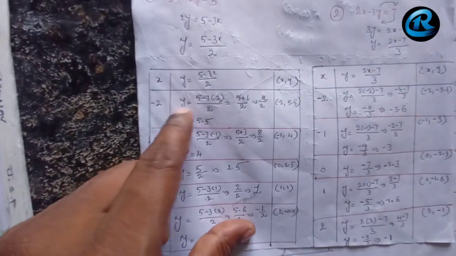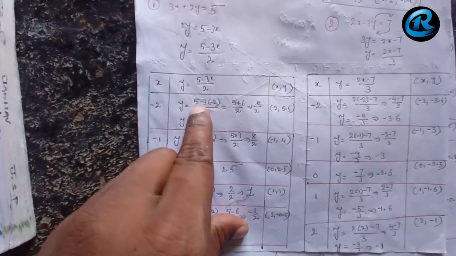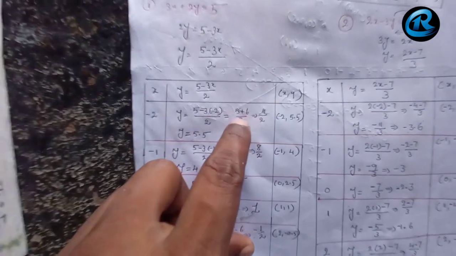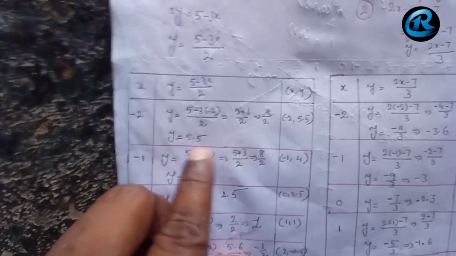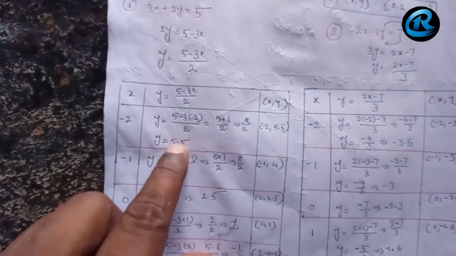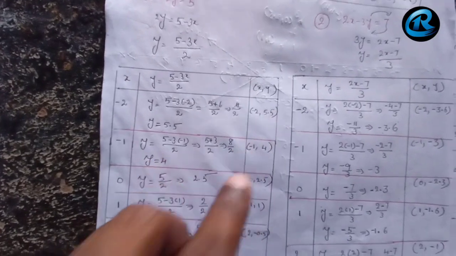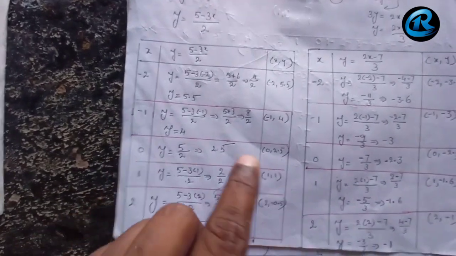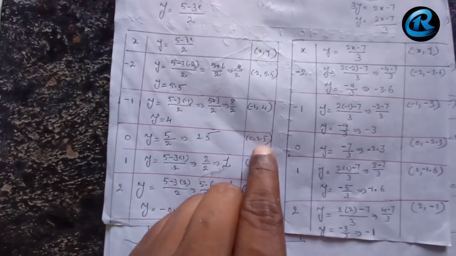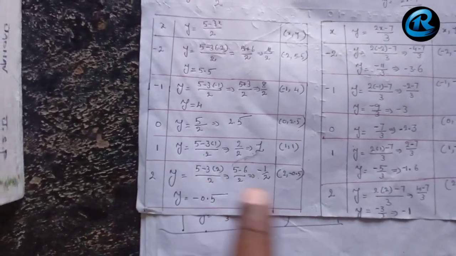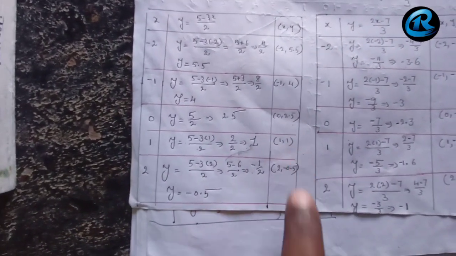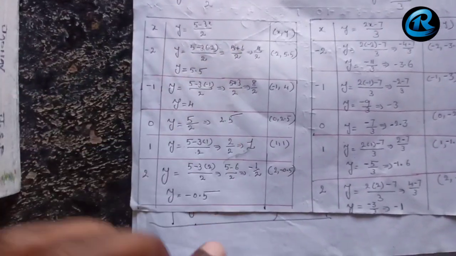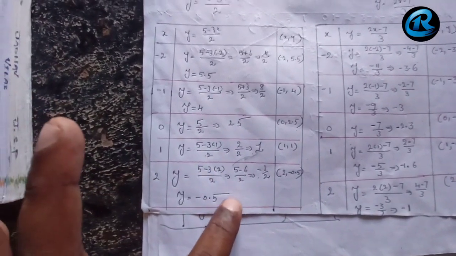Now we substitute x value minus 2 in the given equation. 5 minus 3 into minus 2, that is 5 plus 6 by 2, equal to 11 by 2, equal to 5.5. That is, x is minus 2 and y is 5.5. And when I substitute minus 1, I get y equal to 4. When I substitute 0, I got 2.5, so x value 0, y value 2.5. Then x value 1, y value is also 1, so 1 comma 1. When x value is 2, the y value I got is minus 0.5. You just follow this and do the simplification, you will get the same.